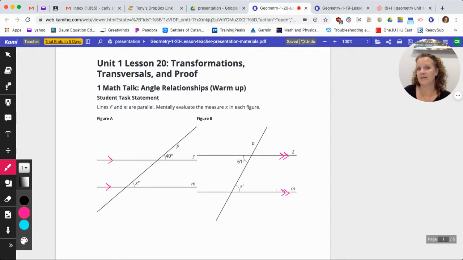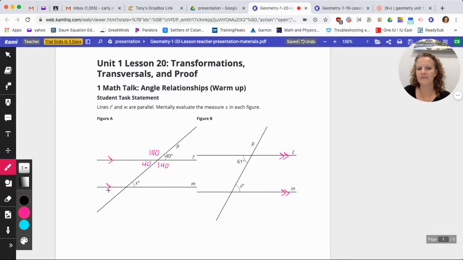Mentally evaluate the measure of x in each figure. So I know that this is a linear pair, so that one's going to be 140. We also know this is a vertical pair, and this is a vertical pair, right?